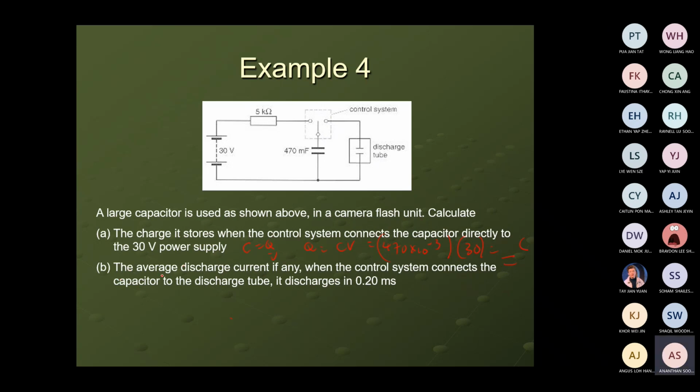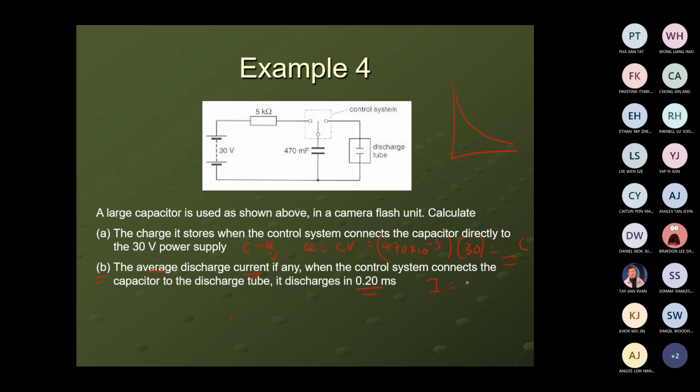Next. What is the average discharge current when the control system connects the capacitor to the discharge tube? It discharges in 0.2 milliseconds. So what is part B asking for? The average discharge current. They said average because the current when a capacitor discharges actually drops exponentially, but in this case they're asking for the average current. The total charge discharges in 0.2 milliseconds. So what formula comes to mind to get the average current?